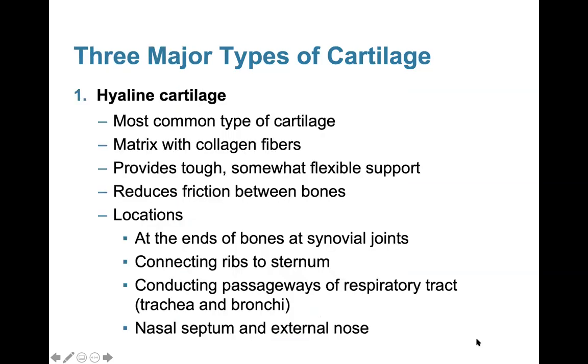Okay, so again, just a little summary on the three types of cartilage. Hyaline cartilage is the most abundant type. The matrix with collagen fibers provides tough, somewhat flexible support and helps to reduce friction between bones. And again, it's located at the ends of bones. It will connect the ribs to the sternum. It also forms passageways of the respiratory tract, such as your trachea and bronchi. And it also forms most of your nose.